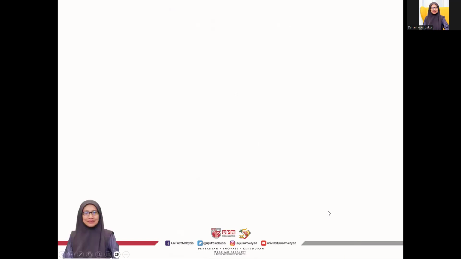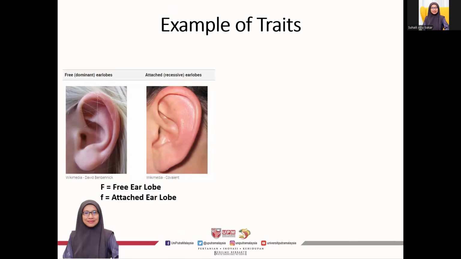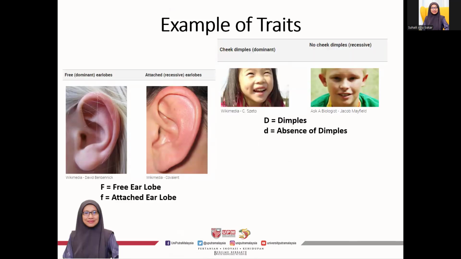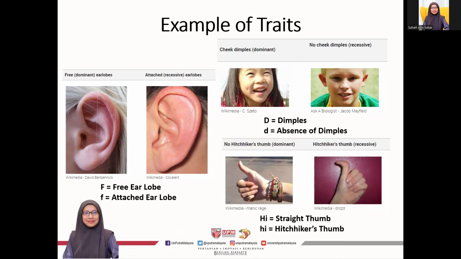Some traits follow Mendelian inheritance patterns, such as eye color, blood type, and certain genetic disorders. For example, here, free earlobes are dominant to attached earlobes, cheek dimples are dominant to no cheek dimples, and no hitchhiker's thumb is dominant to the hitchhiker's thumb. So by studying these traits across generations, we can determine their mode of inheritance and assess the risk of passing them on. These are examples of appearance traits that are shaped by allele versions.